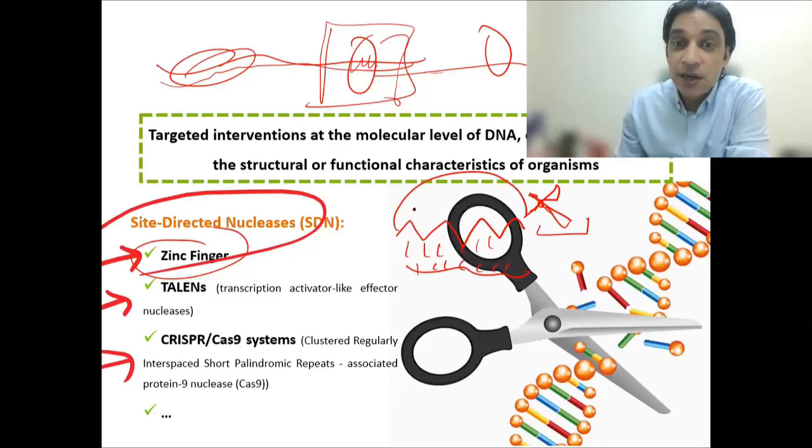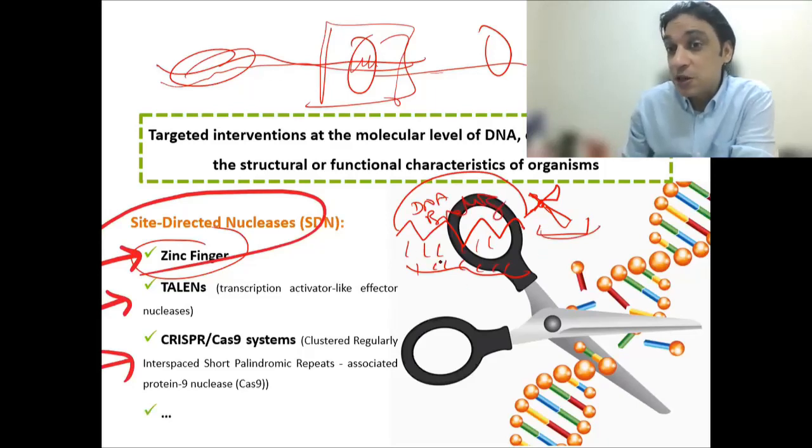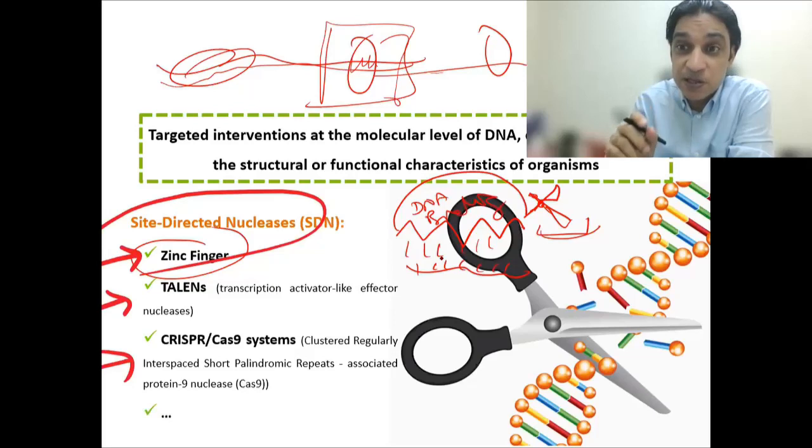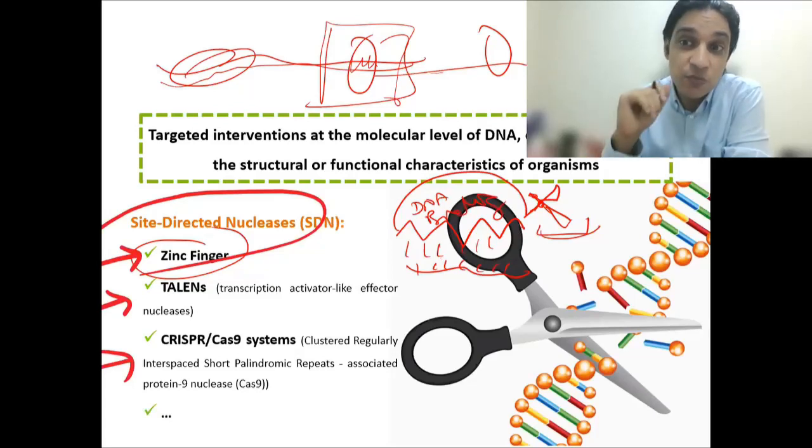So this is called the DNA binding domain. This is the DNA binding domain of every restriction enzyme. And then there are scissors over there. So that is why restriction enzymes are very specific. They can recognize one particular sequence of DNA.